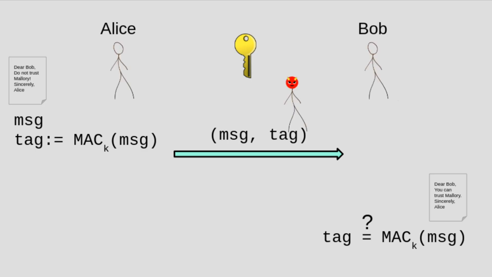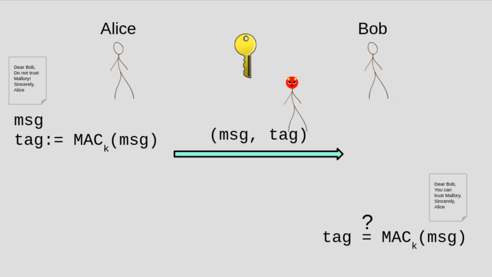Here's a simple protocol using a message authentication code. Alice has some message she would like to send to Bob. She computes the tag of that message. Alice and Bob share a secret key, K. Alice computes the tag of that message using a message authentication code and sends to Bob both the message and the tag. Bob also knows the secret key. When Bob receives the message and the tag, Bob recomputes the MAC, the keyed hash function over the message, to check that it matches the tag that was sent on the wire.